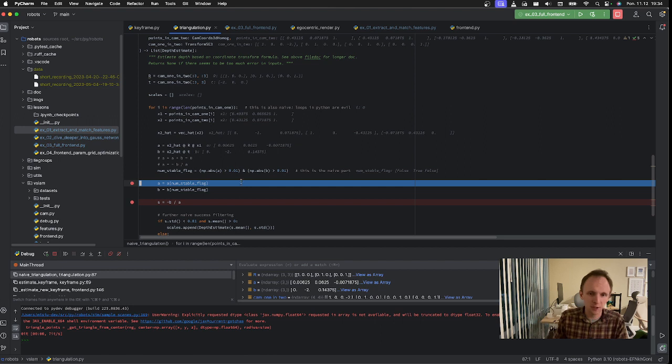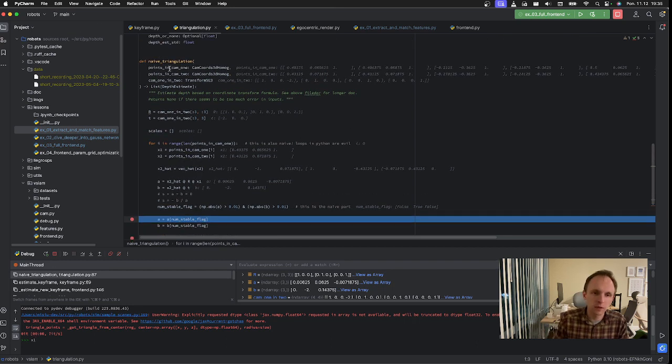All right, and we're in. So let's look at things one by one. So x1, points in camera 1. So in camera 1, that's left, camera 2 is right, and then camera 1 and 2 is the transformation.